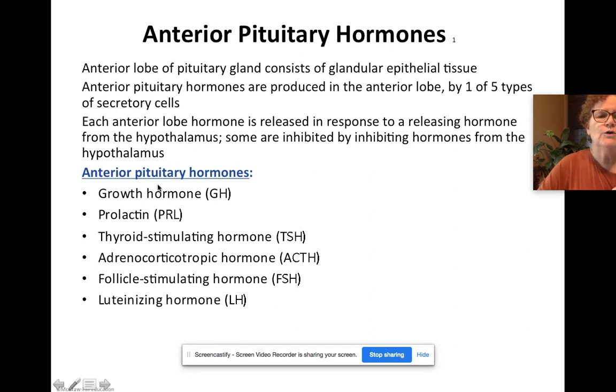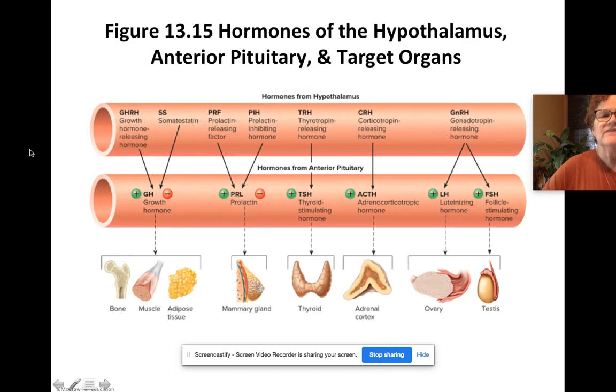Anterior pituitary hormones. Let's be sure that you can pick out several of these. These are all at work in your body, so we'll take some more look at that. So these are the hormones from the hypothalamus. This is a really interesting graphic because it allows us to see what the hypothalamus is sending out, then what's happening in the anterior pituitary, and then what that is acting on in the body.